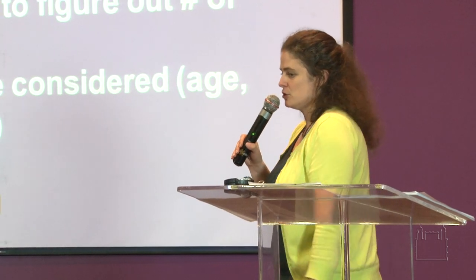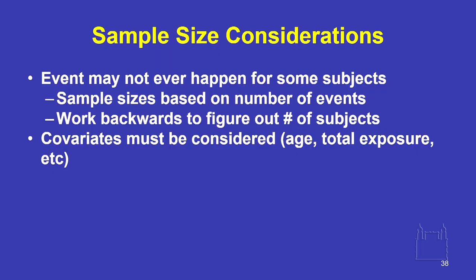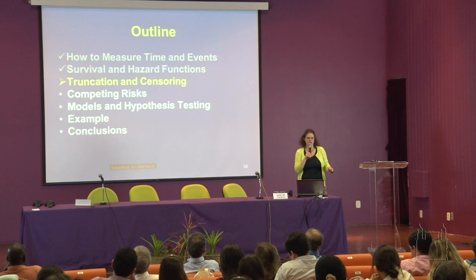Sample size considerations. The event, because it may never happen, sample sizes are based on the number of events. Then I calculate backwards to figure out the number of subjects. If my event rate is lower than I expected, I may need to start thinking about adding more subjects to my study. So this is another part of the type of information that you are looking at as those DSMBs are considering all the issues that could come up in a trial. Covariates may need to be considered, age, total exposure, et cetera. All of this may need to go into those sample size considerations.